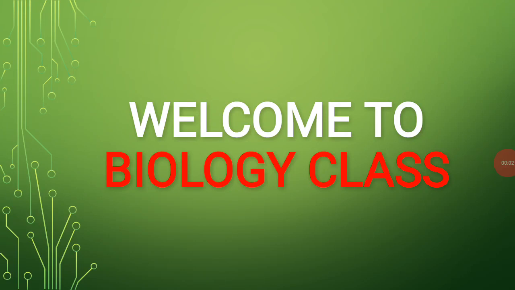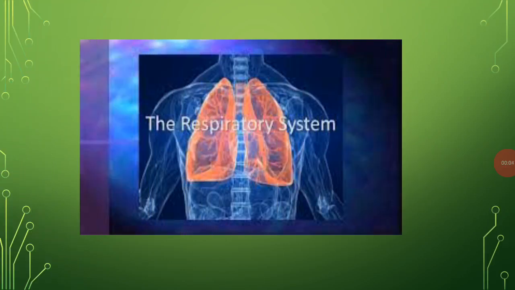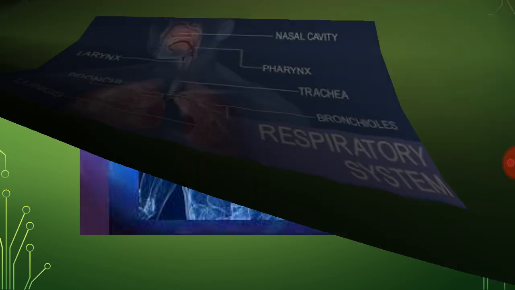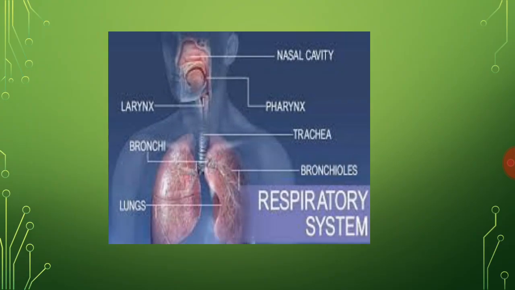Welcome to biology class. We will continue with chapter The Respiratory System. We have already discussed in our previous video all the organs of respiratory system in detail. These are nose and nasal cavity, pharynx, larynx, trachea, bronchi and lungs.